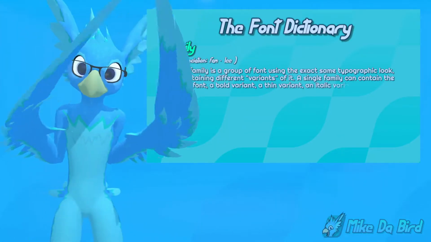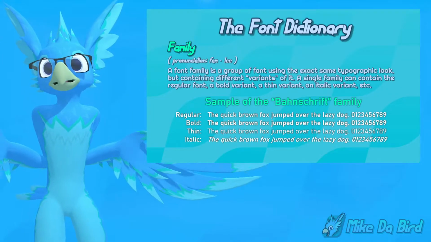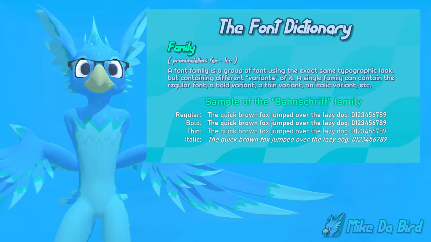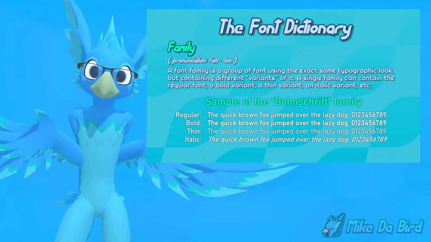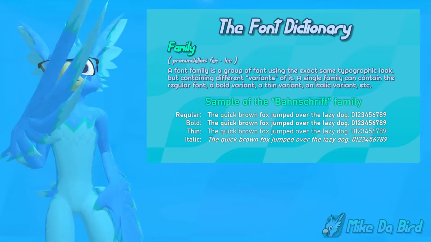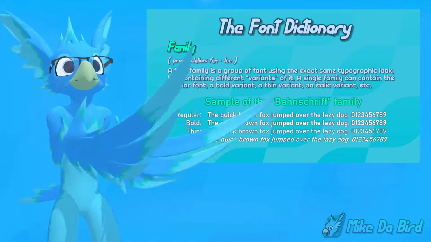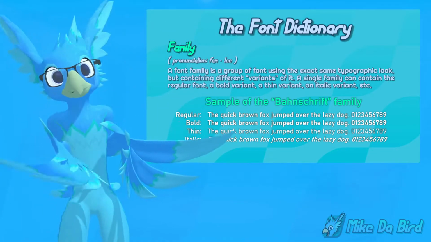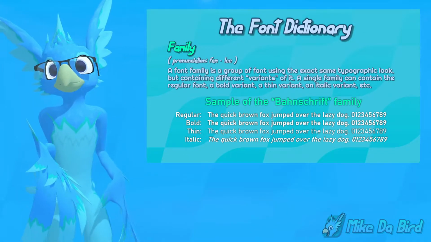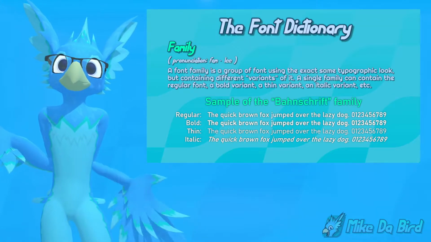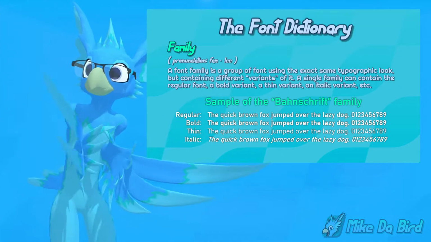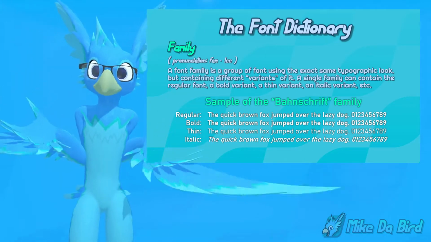Then you got family, which you might have heard before. In more definite terms, it's a group of fonts using the exact same typographic look, but containing different variants, as we call them. Those variants are pretty much just the same font, but with a slightly different look. A single family can contain the regular font, a bold variant, a thin variant, an italic variant, etc.